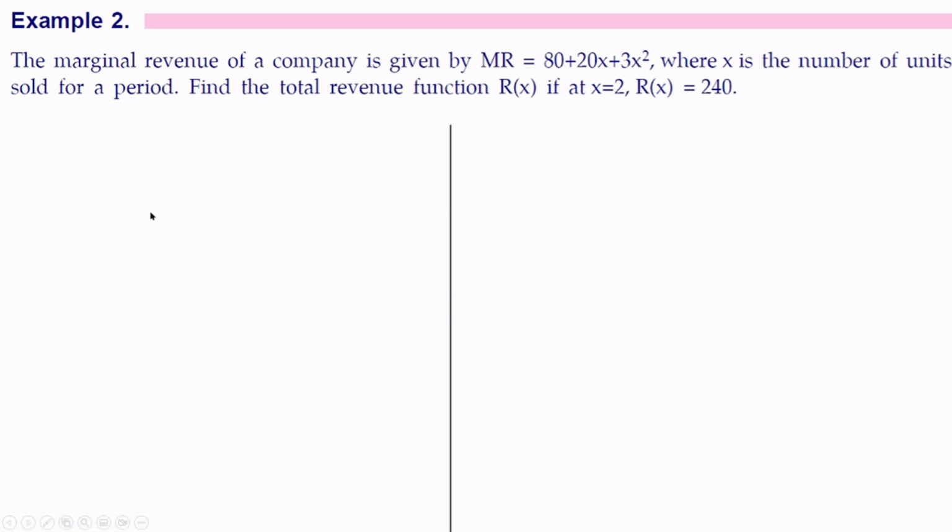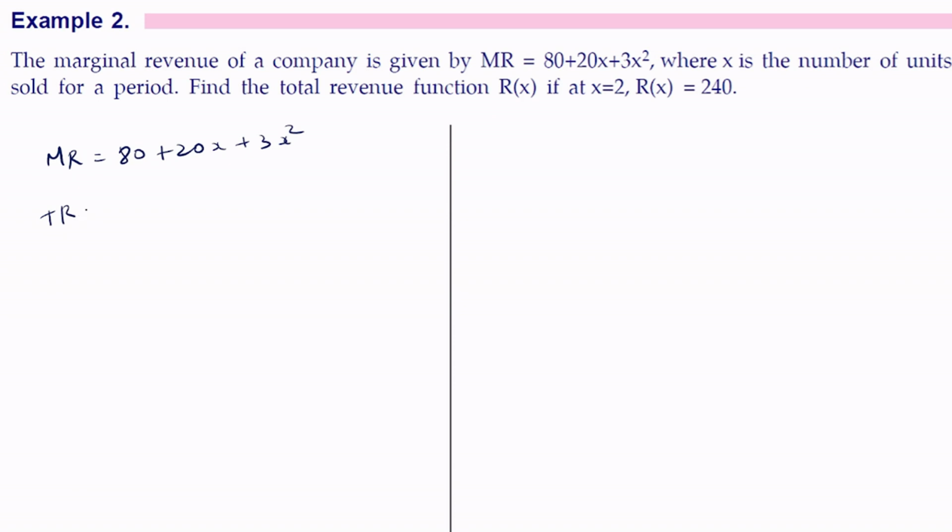Now we will see an example on this. The marginal revenue of a company is given by 80 plus 20x plus 3x square, where x is the number of units sold for a period. Find the total revenue function r of x if at x is equal to 2, r of x is 240. So the marginal revenue function is given. So using this, we have to find the total revenue function.